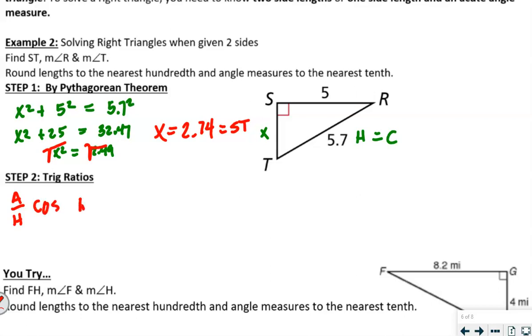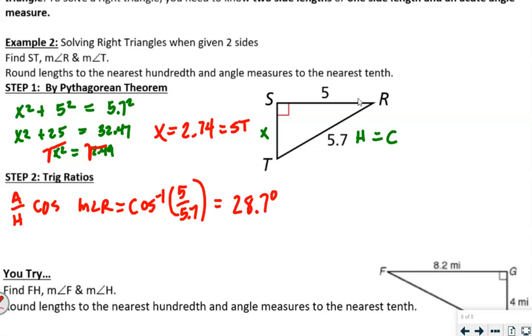So if we're finding the measure of angle R, we're going to do the inverse cosine, cosine to the -1, of our ratio, which is, again, 5 over 5.7. You can put that in the calculator just like that. Second cosine, 5 divided by 5.7. And when you did that, you should have got 28.7 degrees, okay?